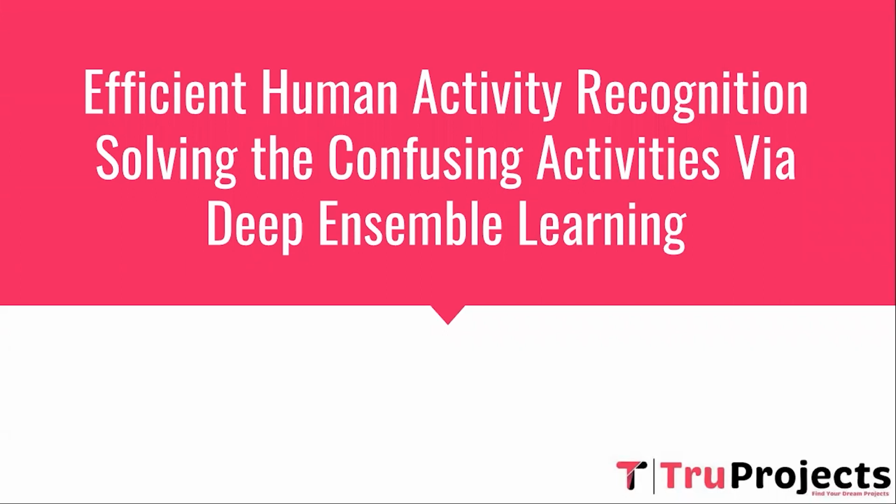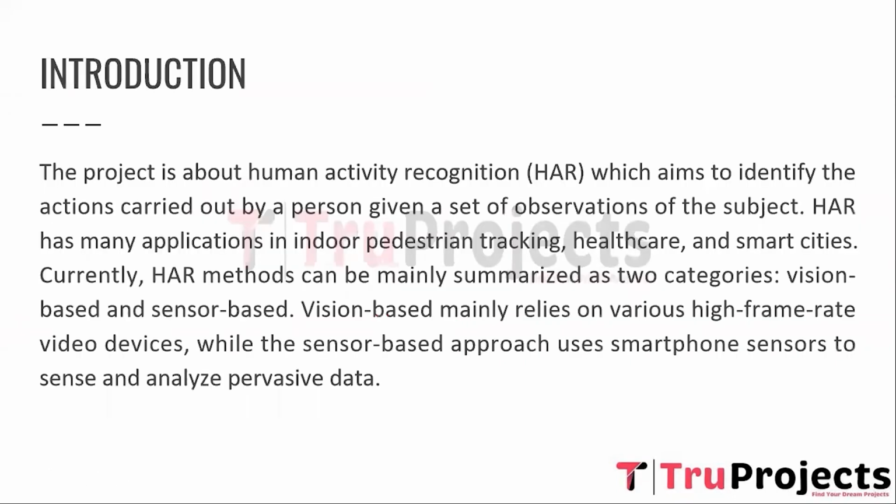Welcome to True Projects. In this video, we are going to explain a project titled Efficient Human Activity Recognition: Solving the Confusing Activities via Deep Ensemble Learning. The project focuses on human activity recognition, which involves identifying the actions performed by an individual based on observations of the subject. It finds use in various areas such as indoor pedestrian tracking, healthcare, and smart cities.